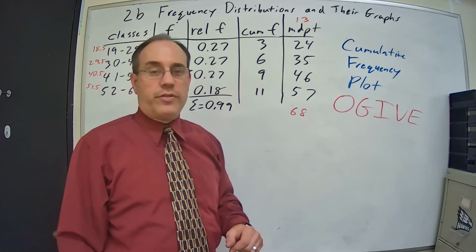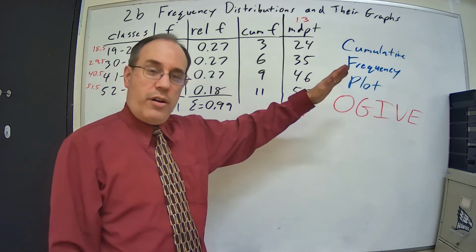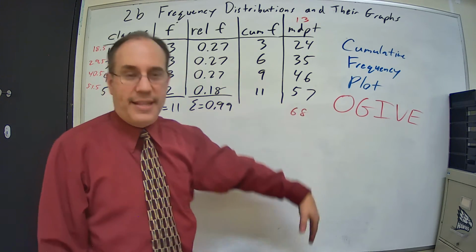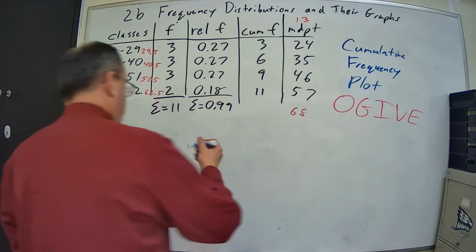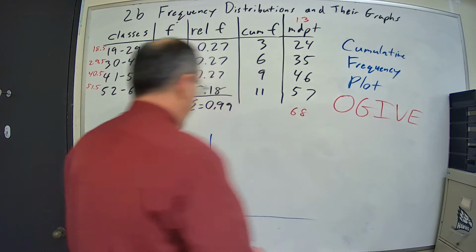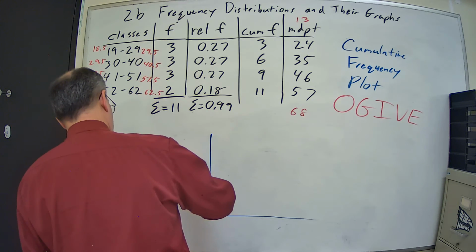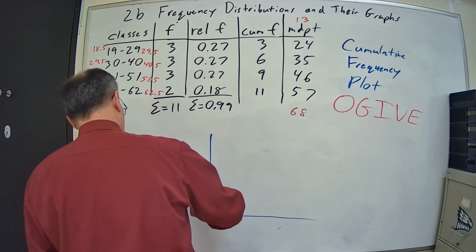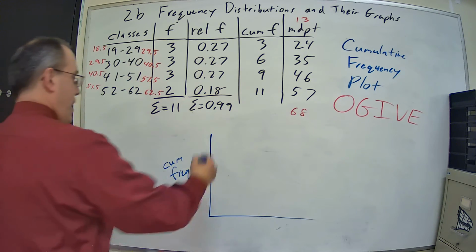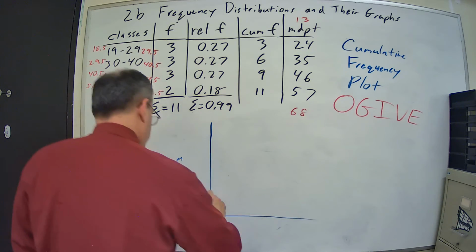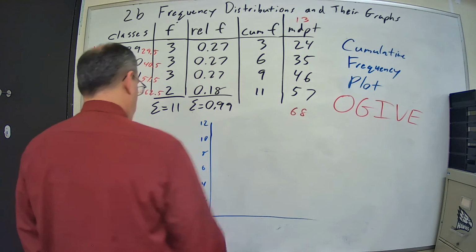Same thing with our cumulative frequency plot. It may go up and then it may plateau and then it may go up some more, but it's never going to go back down. So if we're doing a cumulative frequency plot, we start out the same way, put our x and y axis here. Our y-axis is going to be cumulative frequency, so we label that. And our cumulative frequencies go up to 11, so we're going to make sure that we have enough space here to do that. So I'm going to go 2, 4, 6, 8, 10, 12.